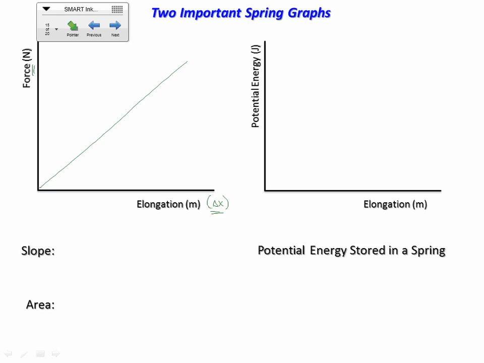As we said before, with any graph, one of these 2 things can tell you something. Sometimes they both tell you something. Sometimes only one of them tells you something. Let's see what each tells us here. Well, we know that F is Kx. Now, I'm going to drop the negative here, and in almost every case, you will not use the negative mathematically. The negative just tells us about the direction of the force.